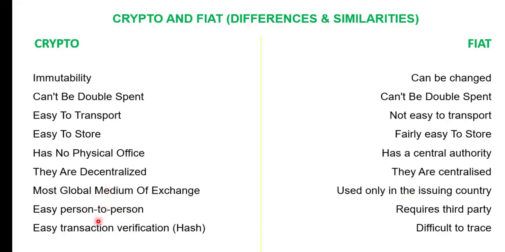We also have easy person to person: fiat requires a third party to validate the transactions in the first place. Then easy transaction verification. If you have an issue, let's say you send someone money, you can easily trace it on the open public blockchain. You go and search, as you saw us doing in that video. We can see people's transactions there. In the same way, if I send someone money and he says he didn't see it, I can go to the blockchain and prove it. Yes, this is the transaction. What do you have to say?